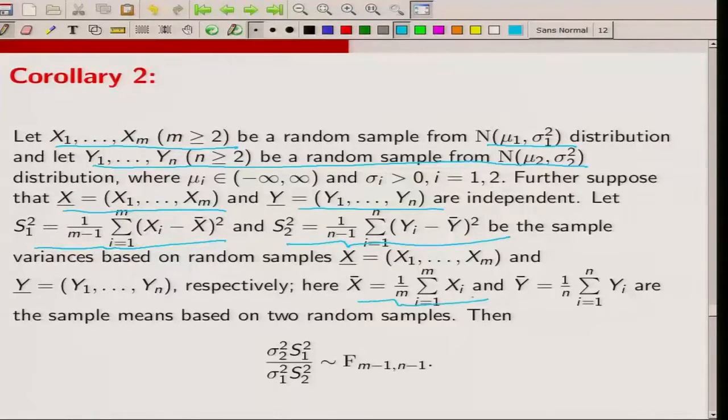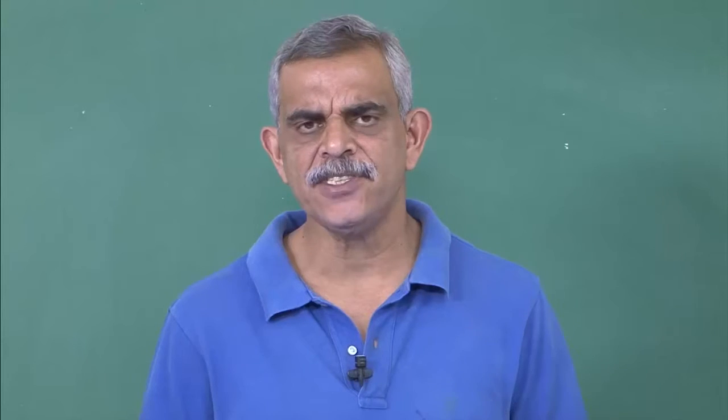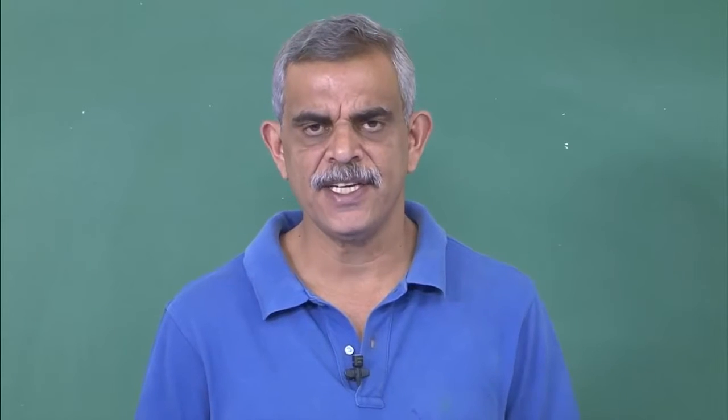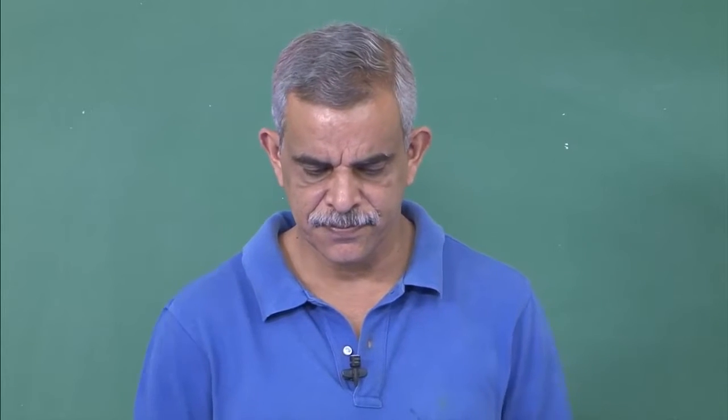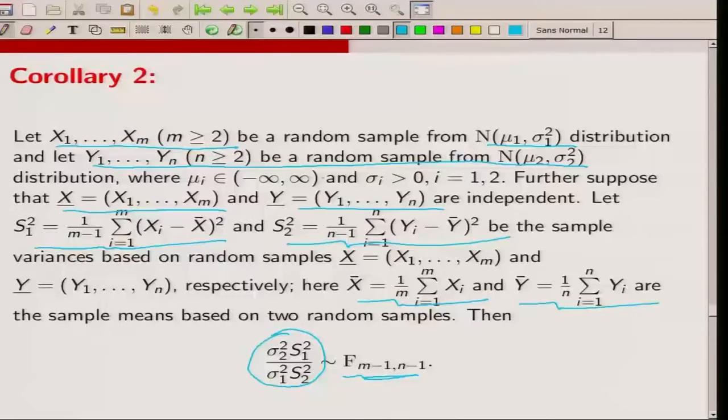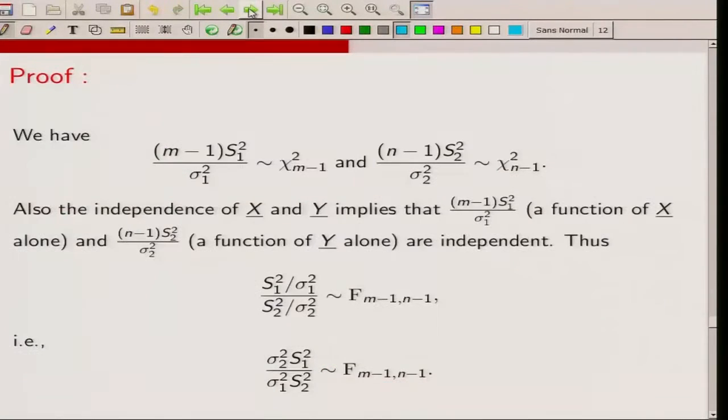Here x bar is the sample mean based on the first sample, y bar is the sample mean based on the second. Then if I look at the ratio of sample variances with proper normalization, it turns out to be an F distribution with m minus 1 and n minus 1 degrees of freedom. So it suggests that the F distribution can be obtained through the ratio of variances. Of course, one has to divide by the corresponding population variances. So if one is sampling from a normal distribution and getting two samples, this is how one can get the F distribution. Let us see how we do it.